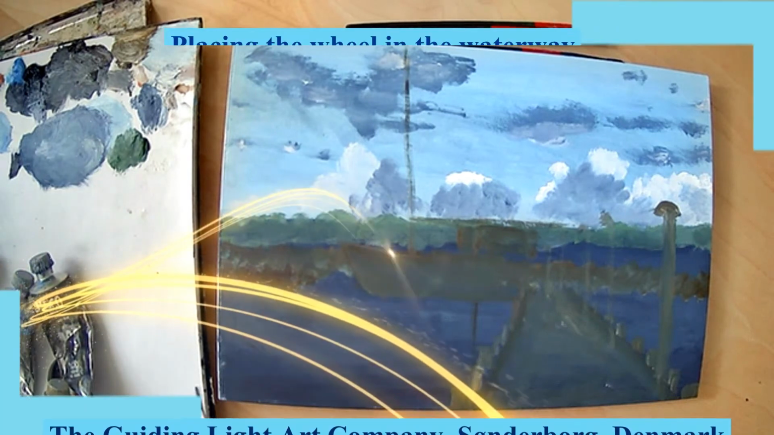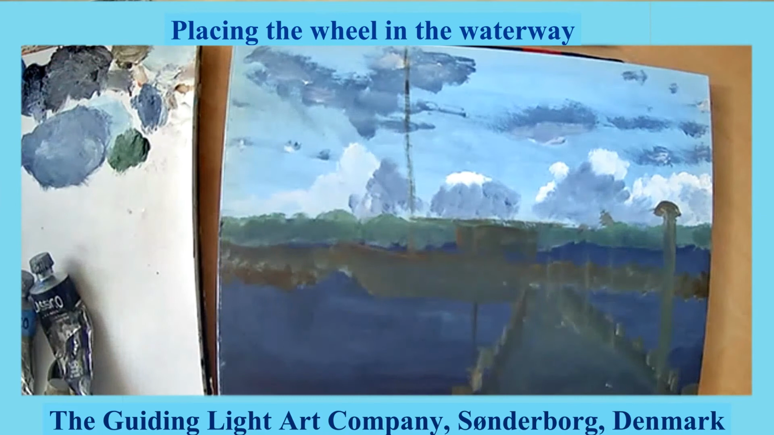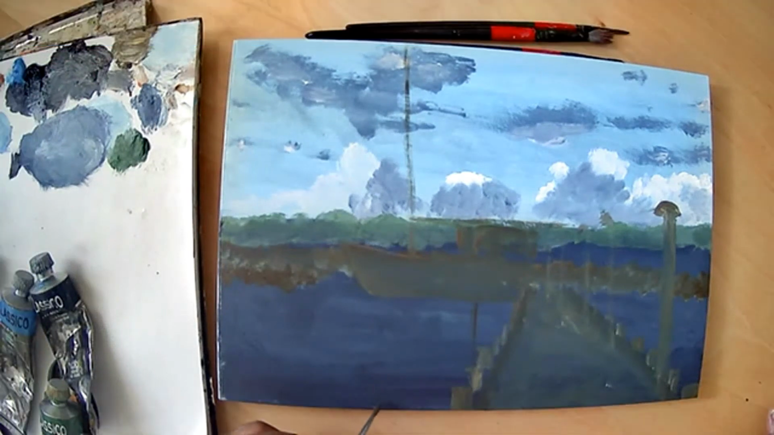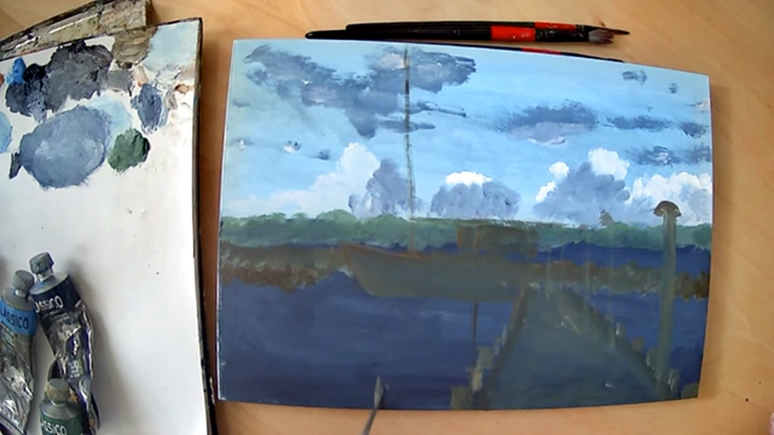So we have defined some more elements here, and I like this wheel. I don't know what it is. I don't remember seeing it when I took the picture, but I like it. It's here, and then there's a tiny wheel. I'm just marking it very lightly. I'm not doing anything right now.